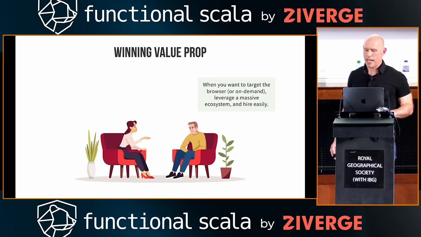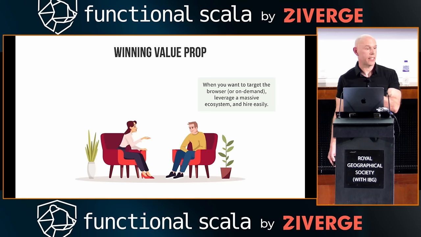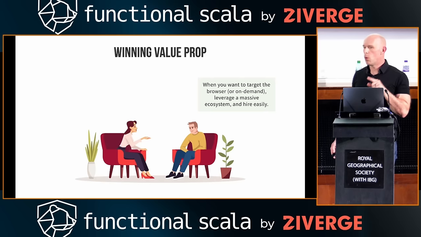That is a very clear value prop. Because a company can look at that and say, well, do I want that? If I don't want that, then I don't care about JavaScript. But if I do want that, I can't ignore that. You cannot ignore a winning value prop, at least the target market cannot ignore a winning value prop.